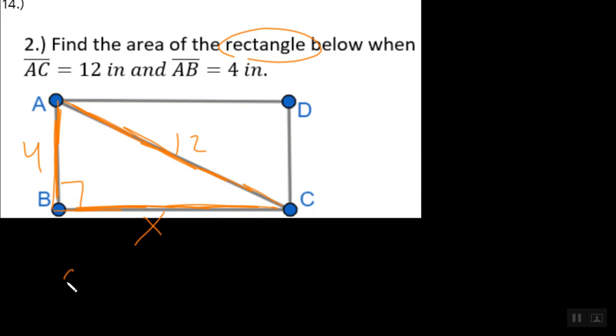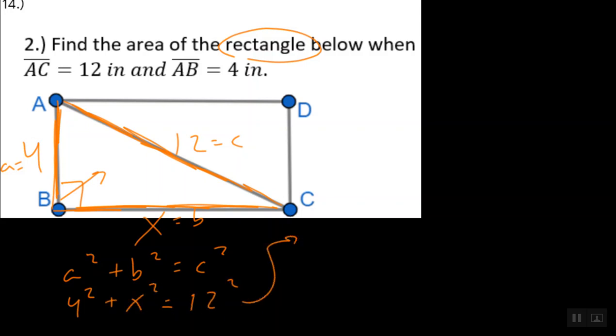So we'll simply use our Pythagorean theorem. A squared plus b squared is equal to c squared. Now notice I could just call this 4 the a term, this x the b term, and our 12 is the c term. And we could say, okay, we have 4 squared plus x squared is equal to 12 squared. Alright, let's go ahead and finish this out.